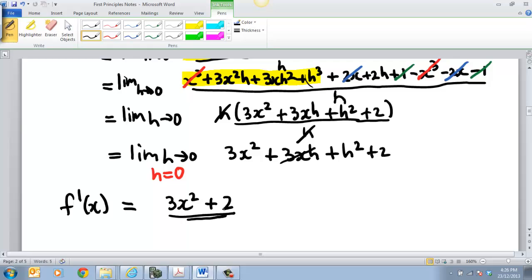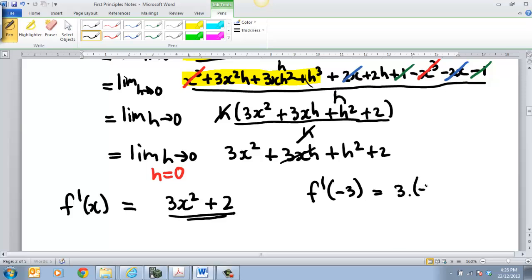Now again, if I wanted to work out what f dashed of -3 is, then that's going to be 3 times -3 squared plus 2. -3 squared is 9 times 3 is 27 plus 2. So that's going to give me an answer of 29. Okay, so you get the concept that you can put any value of x in there and you can find out what the actual slope of the tangent is.